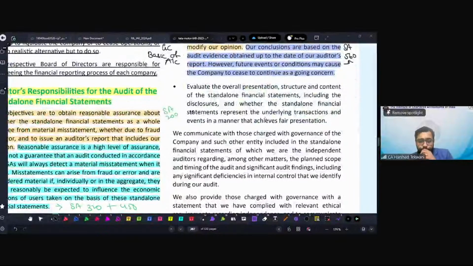Okay. Again, then we are required to evaluate the overall presentation, structure, and content of the standalone financial statements, including disclosures, and whether they represent the underlying transactions and events in a manner that achieves fair presentation. This is something that we discussed at the start, whether the fair presentation framework is there or not, compliance with the fair presentation framework.